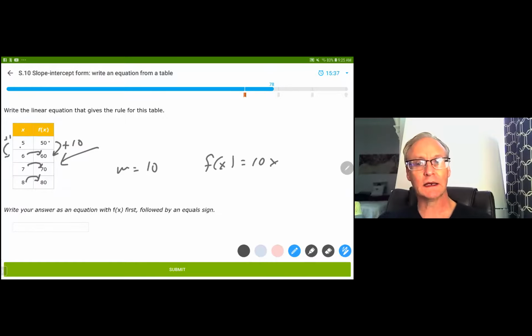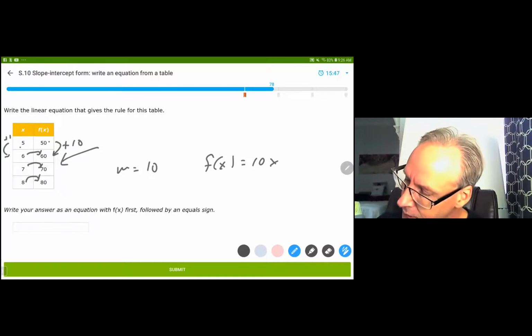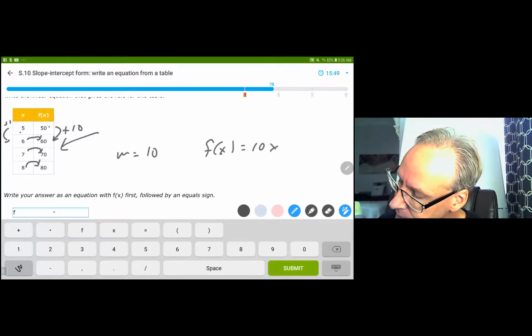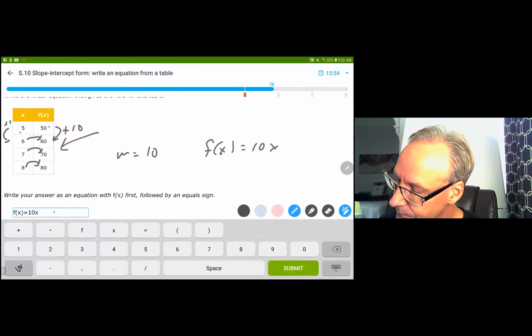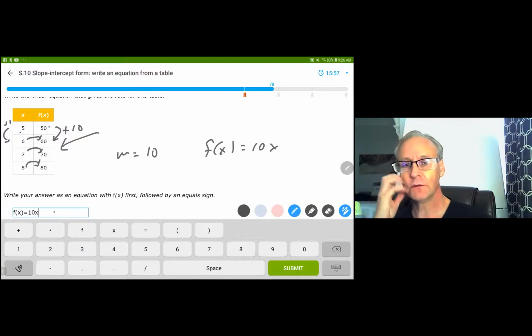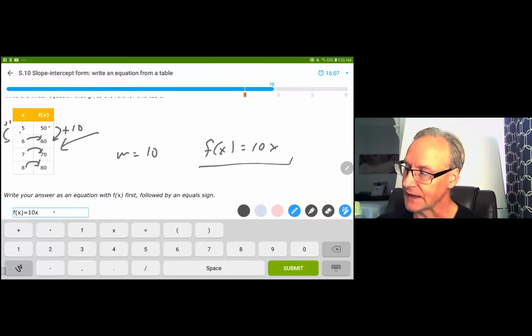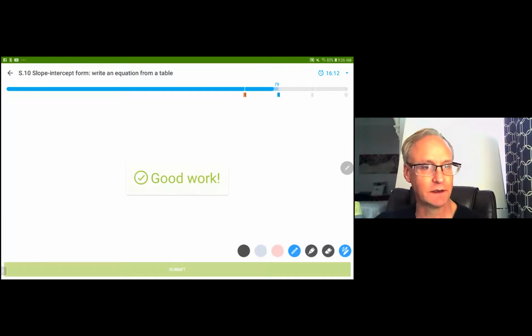And you want to recognize when you have something this simple. You don't want to just constantly mindlessly go through the recipe. You want to actually try and think it through. So f of x equals 10x. Another way of thinking about this is that we have a relationship between these two numbers, and the second number is 10 times the first number, and that relationship is described like this. Hopefully that makes sense to you.